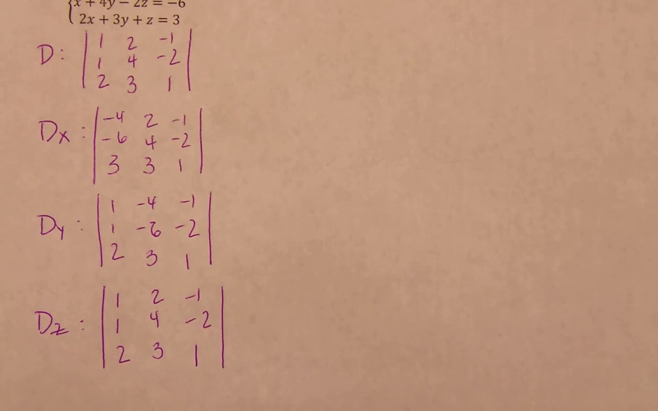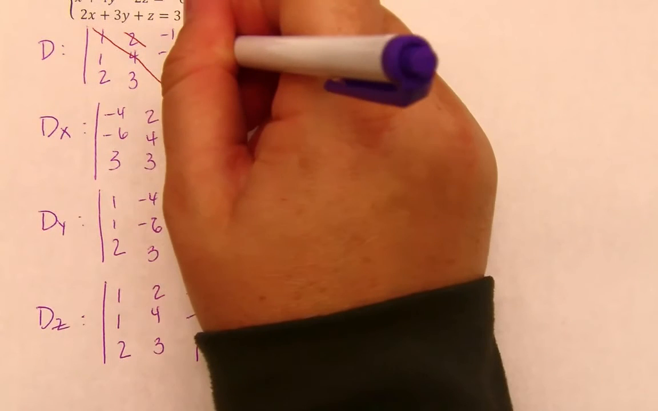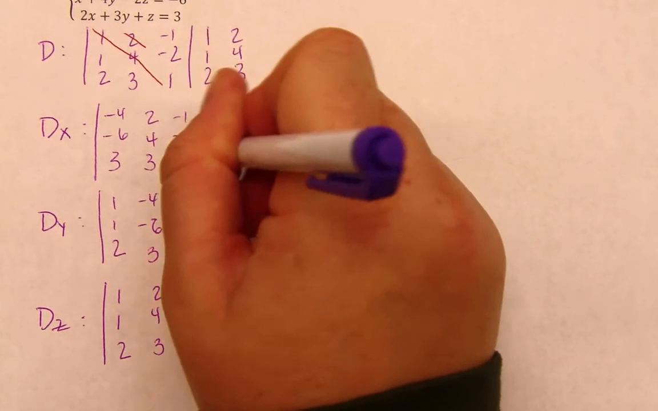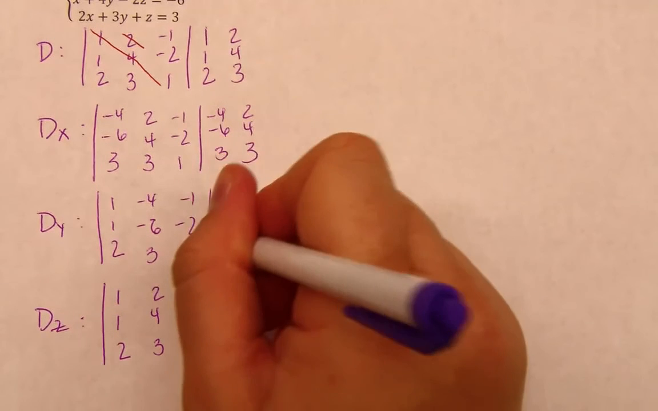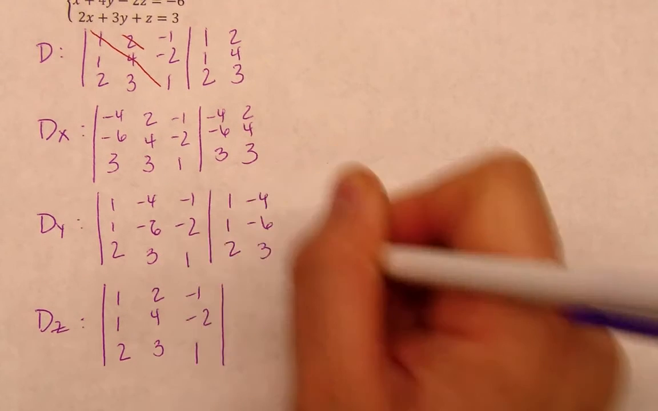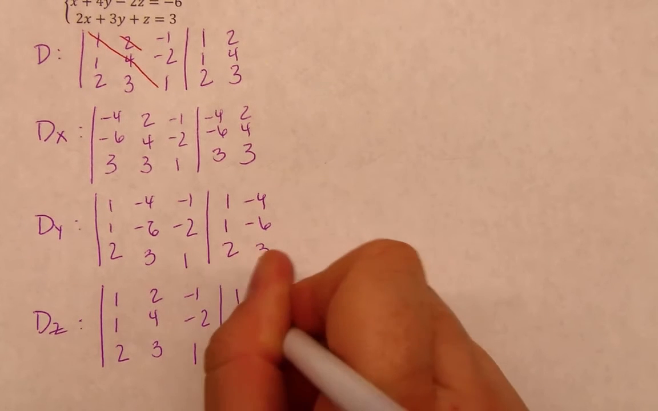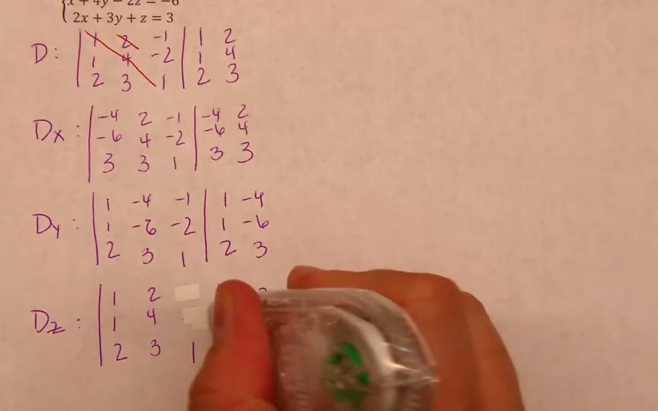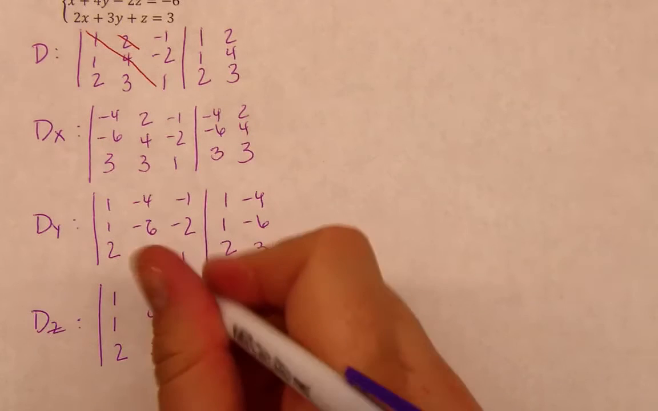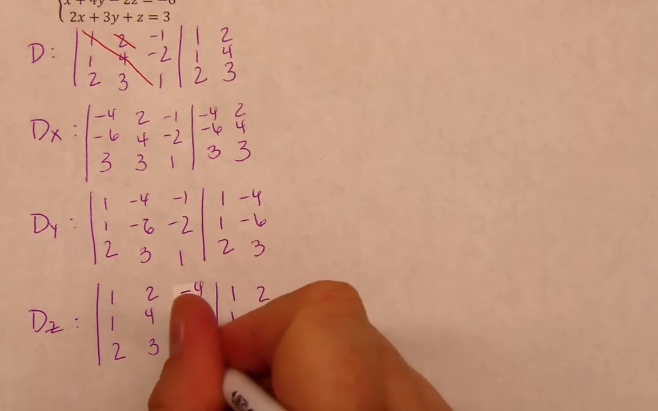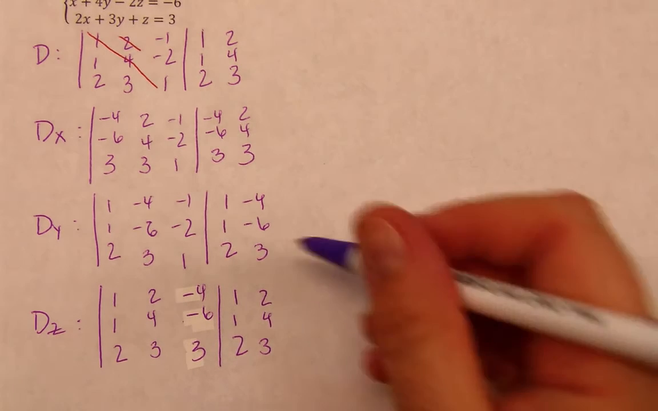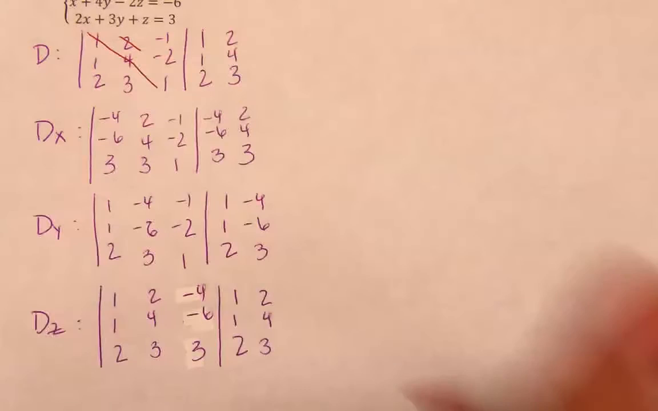Okay, so going down the main diagonal, oh, you know what, we need to copy them over. 1, 1, 2, 2, 4, 3, -4, -6, 3, 2, 4, 3, 1, 1, 2, -4, -6, 3, 1, 1, 2, 2, 4, 3, and oh, you know what? I copied this one down wrong. For dz, this last one should be -4, -6, 3. Okay. All right. So let's go ahead and start taking those determinants again.